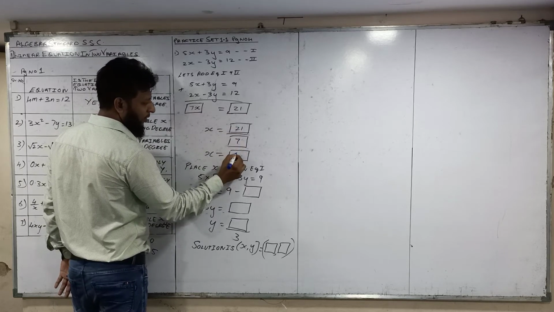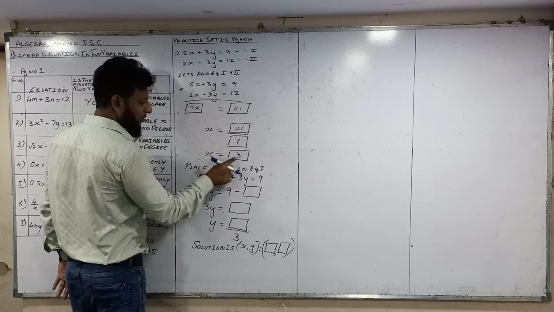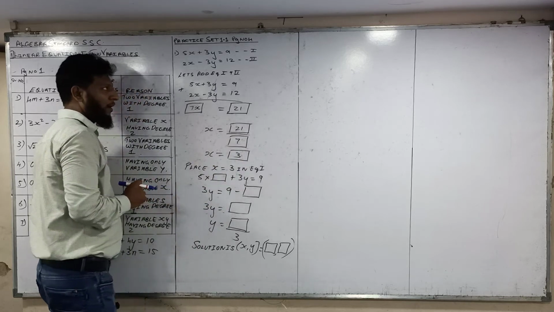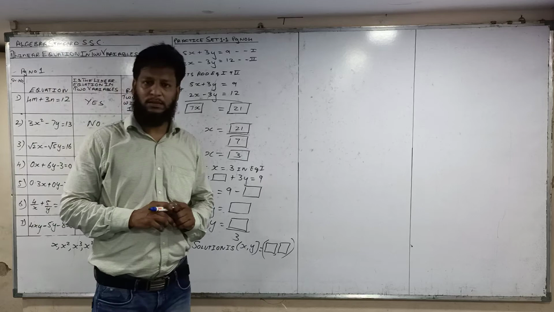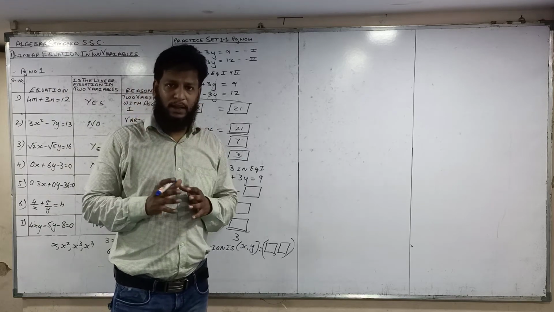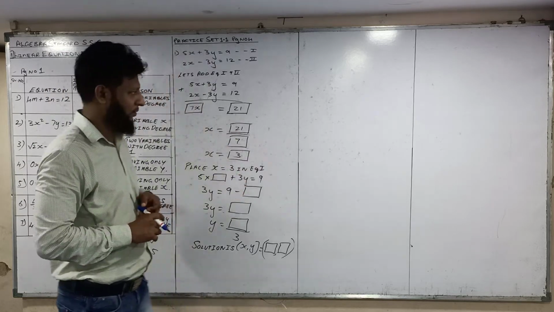7 ones are 7, 7 threes are 21. So x is equal to 3. So we have found the value of x when we cancelled y.